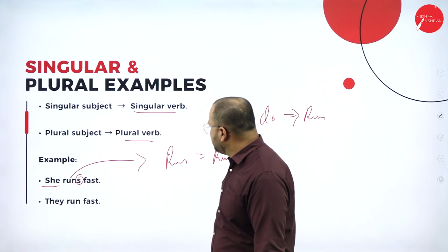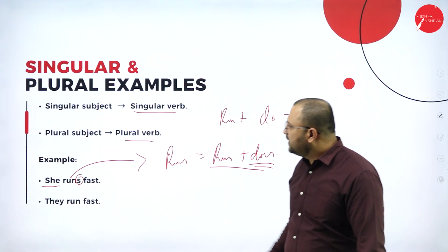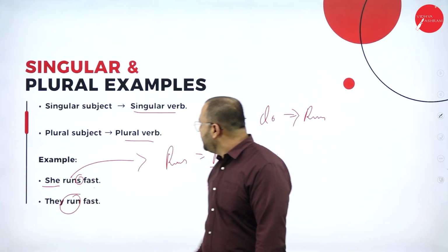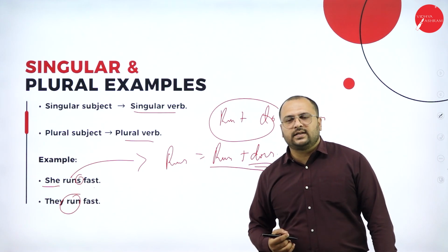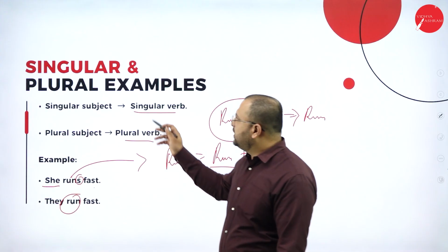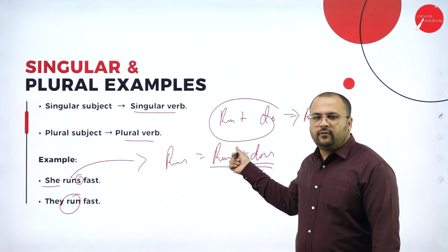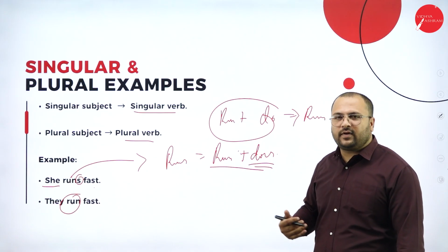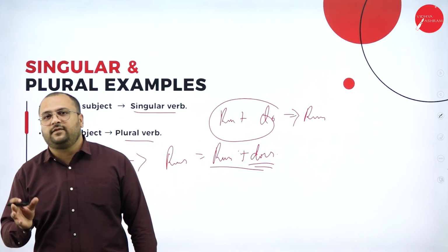So she runs fast, singular and singular. She runs fast. They run fast. They, plural, run plus do, run. He runs fast. I run fast. But when it comes to the number of persons, for the very first person, you have to use the plural verb. I run fast, we run fast. He runs fast, she runs fast, they run fast.